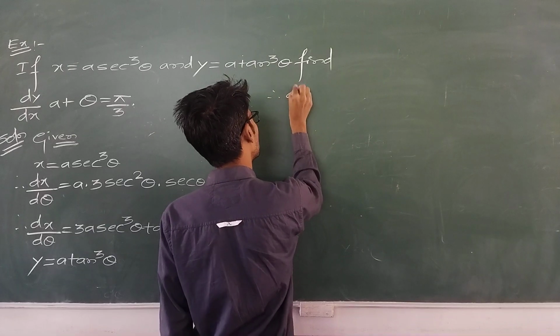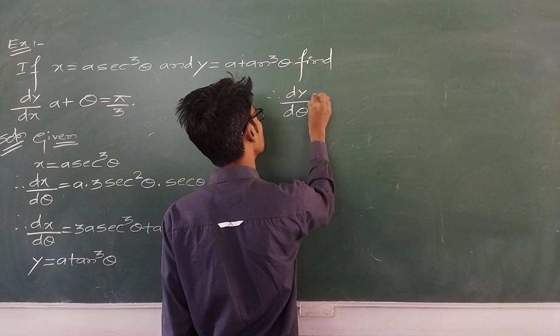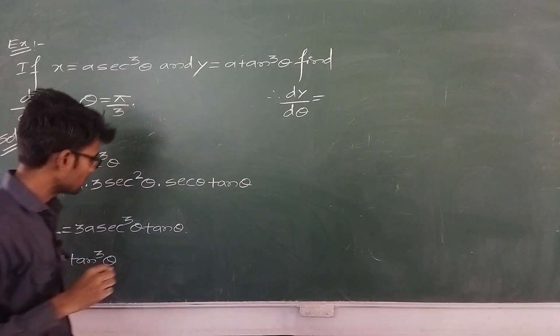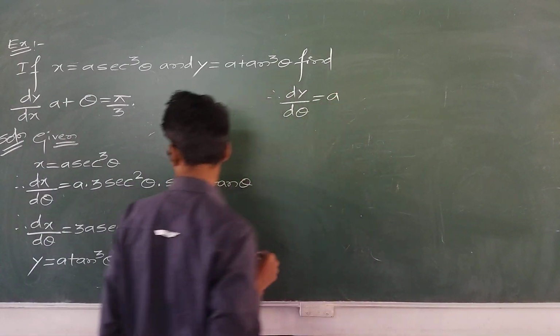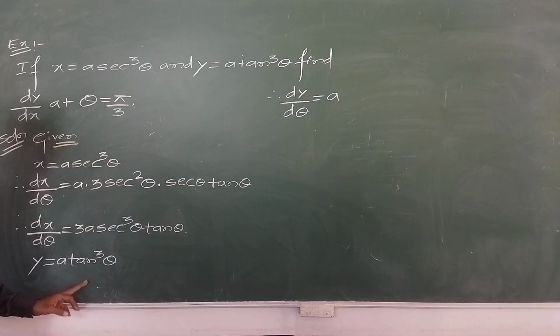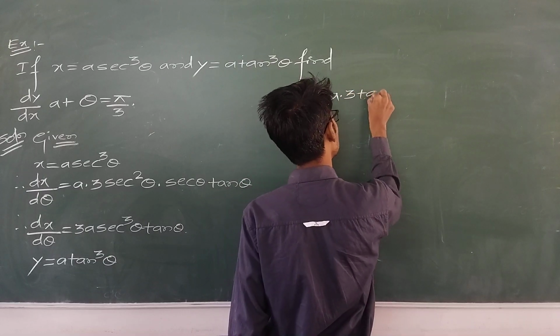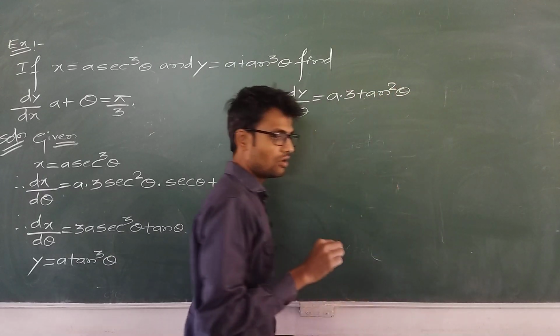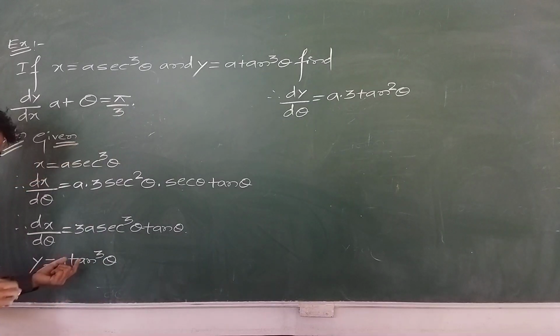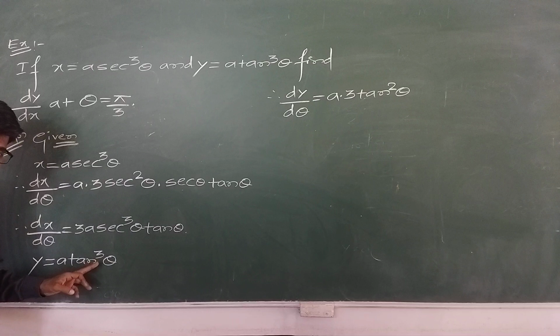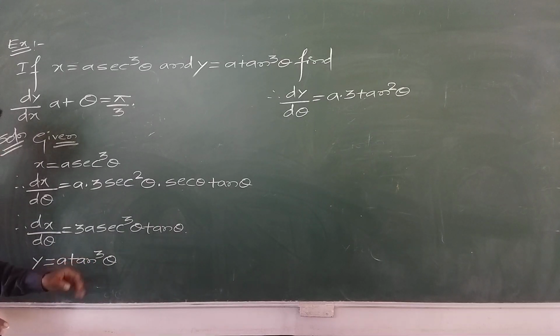So therefore I will write dy by d theta is equal to a constant. You write outside. Next one, the derivative of tan cube theta, I will write 3 into tan square theta. First you differentiate the power, and after that you differentiate the term, that is tan theta. So first I differentiated the power, tan cube theta, which becomes 3 tan square theta.